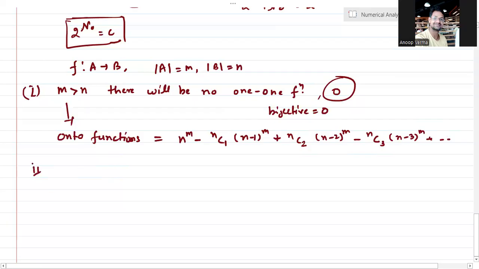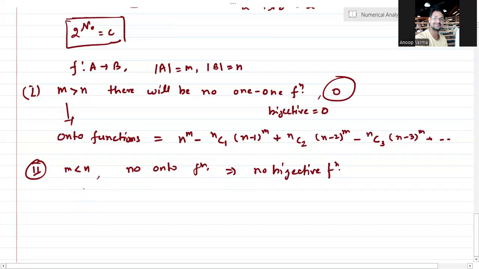Here we are just saying m is less than n. So here, no onto functions? No onto function will be there. So no bijective. In this case, no bijective function.